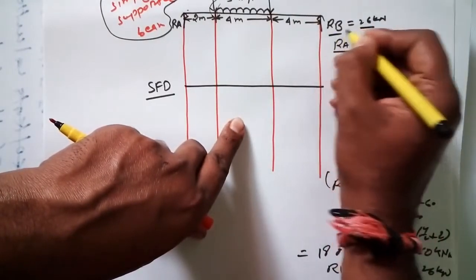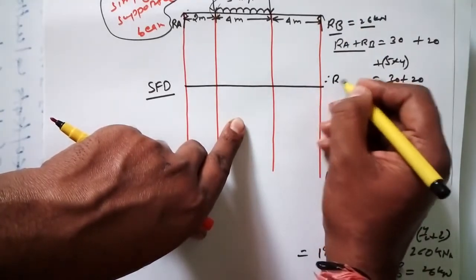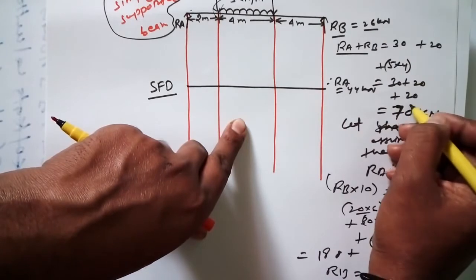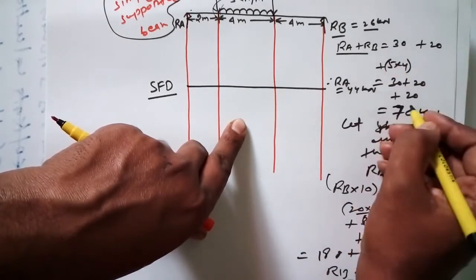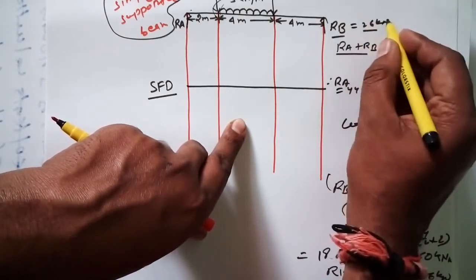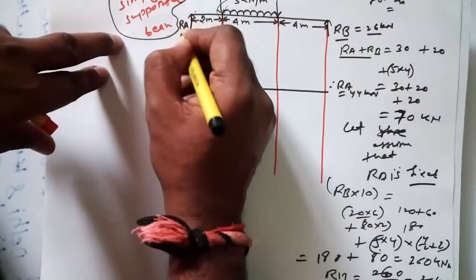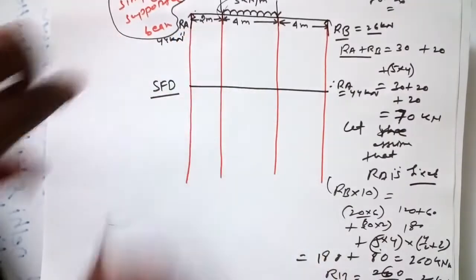If RB is equal to 26, then RA is equal to 44. Simply I have to do one thing: 70 minus 26, which is equal to 44 kilonewton. So this would be 44 kilonewton.